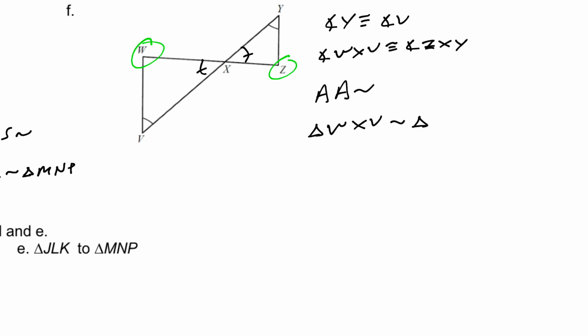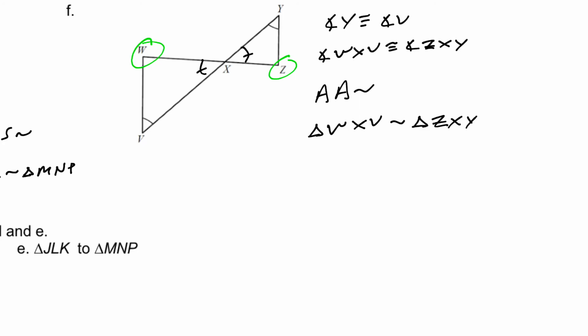So the correct order for this will be angle W corresponds to angle Z. So we have Z, and then the vertical angles correspond with each other. So that would be X. And then we have angle V. We can see that that was marked in the original diagram, and that is congruent to angle Y.